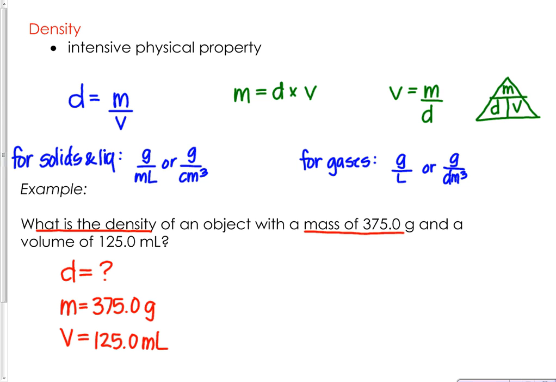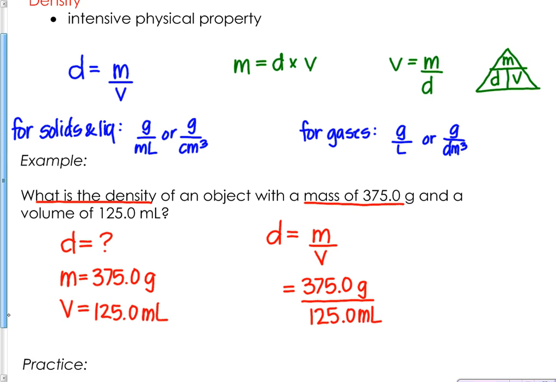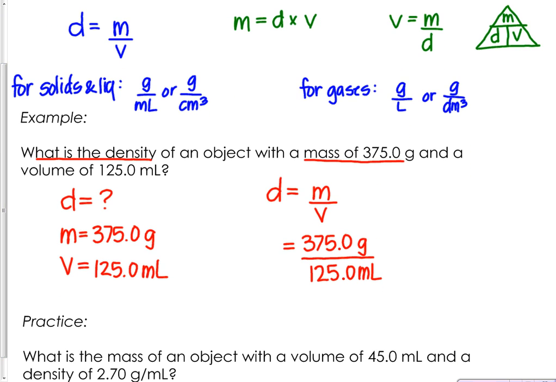Now the question says, what is the density? So the formula that I'm going to use, and you should always write the formula that you are using, is density equal to mass divided by volume. So if you plug in the numbers that you were given, 375 grams for mass divided by 125 milliliters for the volume. Now mathematically that isn't a very difficult problem. The answer is 3. But you have to remember that in chemistry, we care about significant figures.